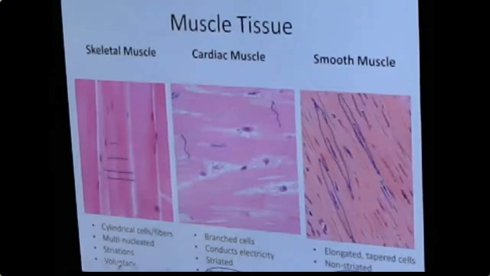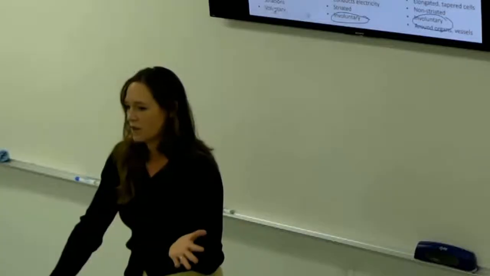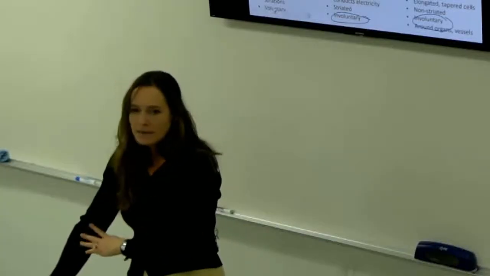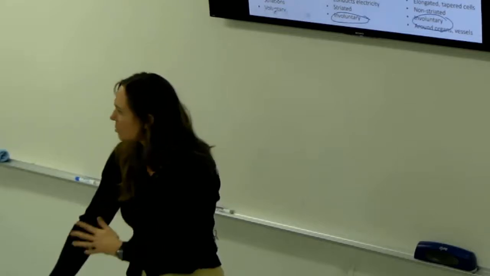I want you to be able to discern between the three types of muscle tissue. You should be able to answer questions: which one's voluntary, which ones are involuntary, which ones are striated, which ones can conduct electricity. What type of muscle would be around blood vessels? What would you find encased in tendons attached to bones? Those kinds of things.